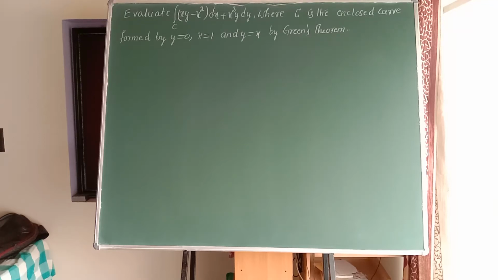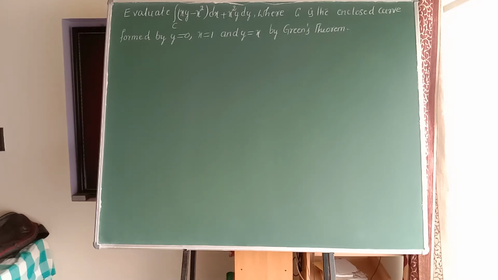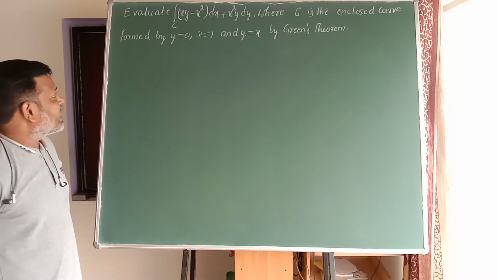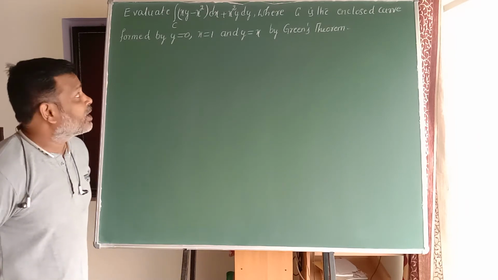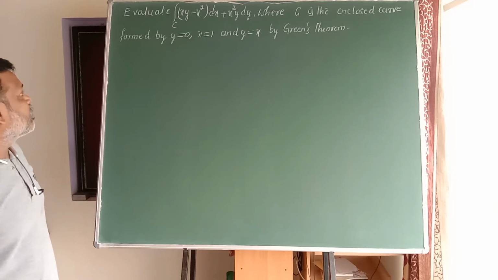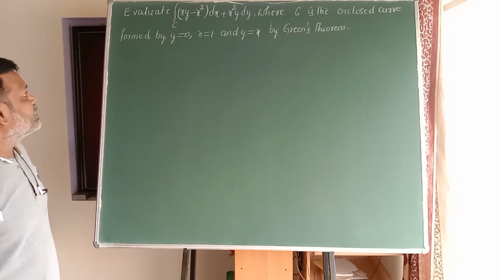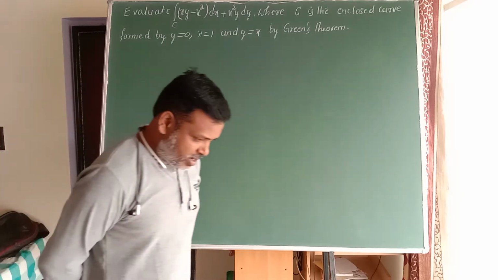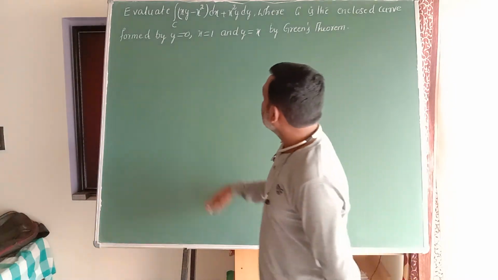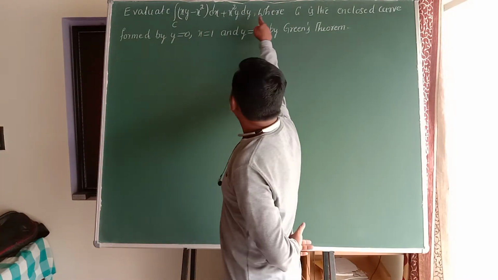Dear friends, let us discuss a few more problems related to Green's theorem. What is the question here? Evaluate the line integral over C of (xy minus x square) dx plus x square y dy, where C is the enclosed curve formed by y equals 0, x equals 1 and y equals x, by Green's theorem. Here the question is not to verify Green's theorem, just to evaluate. That means we have to find out this value.